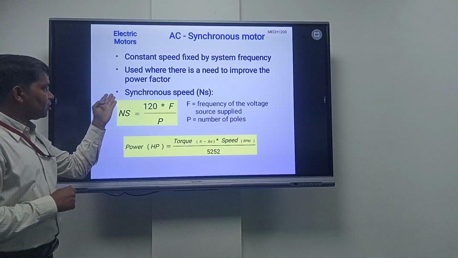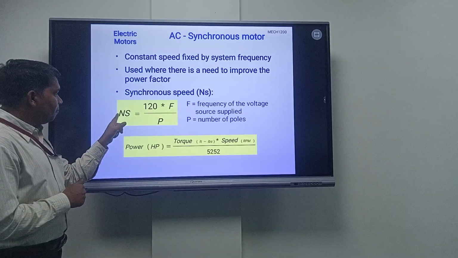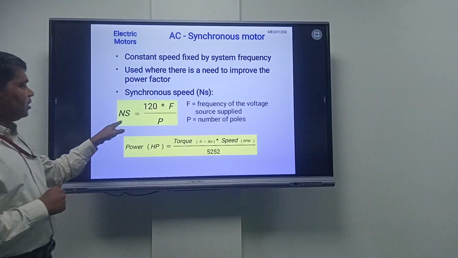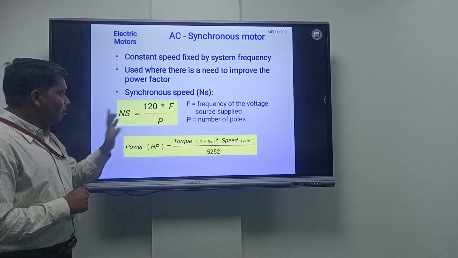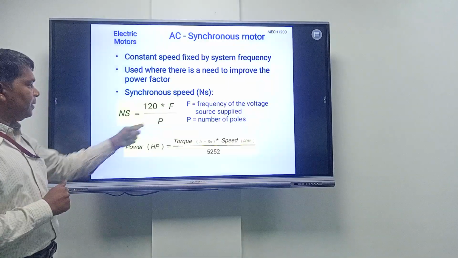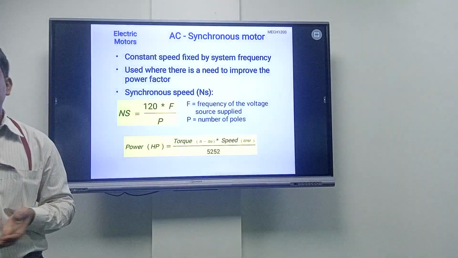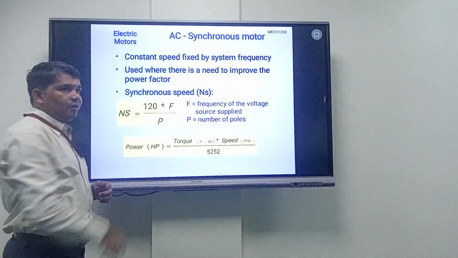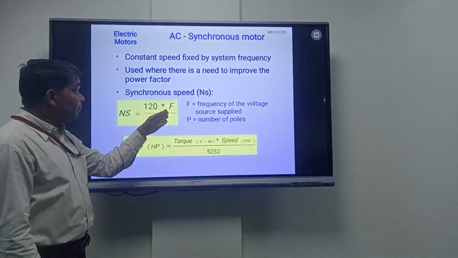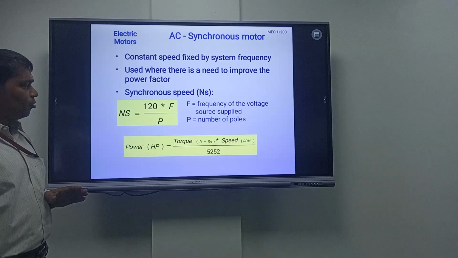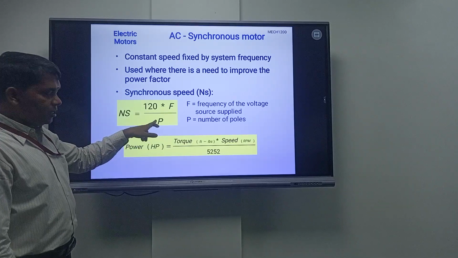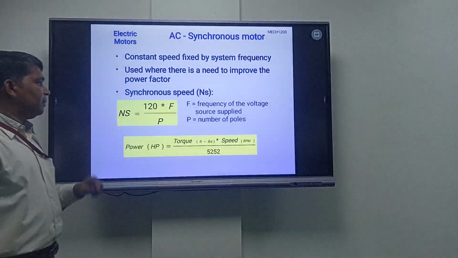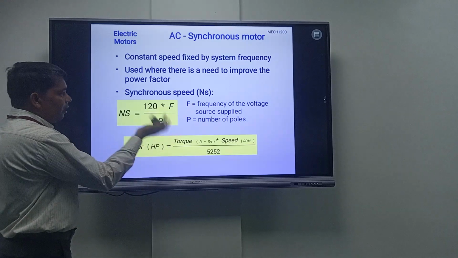The synchronous speed is normally calculated by Ns = 120f/P, where 120 is a constant, f is the supply frequency, and P is the number of poles. Accordingly, based on how many poles we use, the synchronous speed will be defined. So there are two parameters which define the speed of the machine. If you want to change the speed, you can change P or you can change f. With these two parameters, the speed can be changed to a new value.